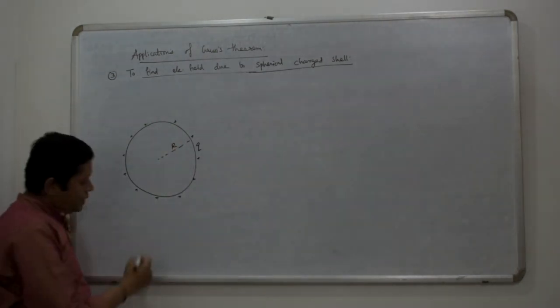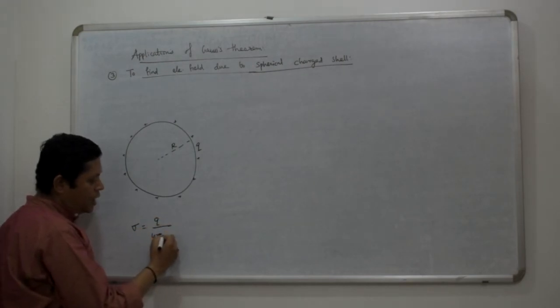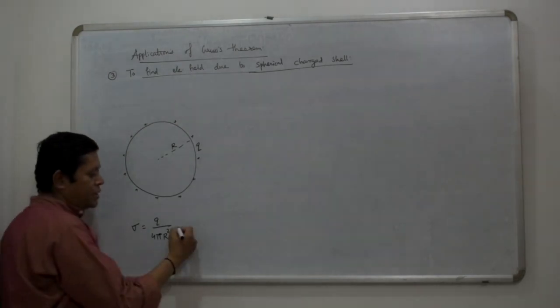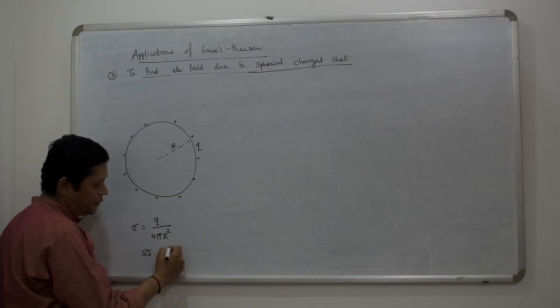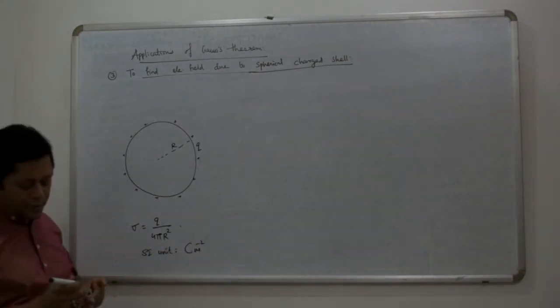Then surface charge density sigma is equal to charge upon area. Surface area of the sphere shell is 4 pi R square. The SI unit is Coulomb per meter square. It is surface charge density.